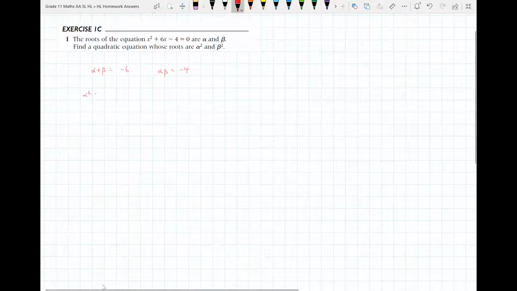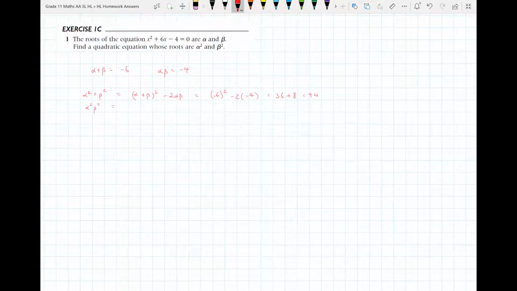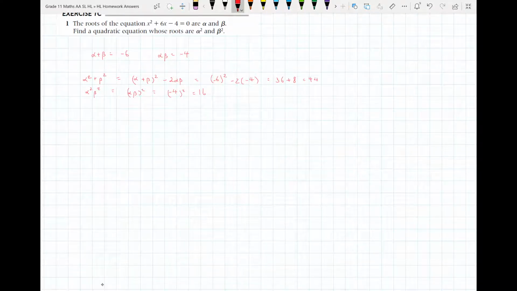Then I construct the new sum, which is, and the new product. So therefore, the new quadratic equation could be in the form of this.